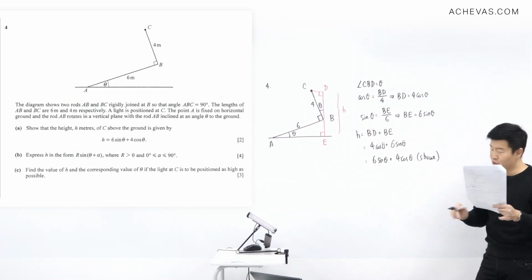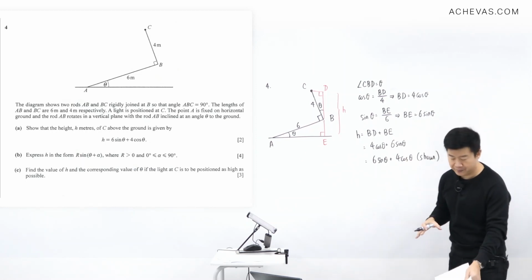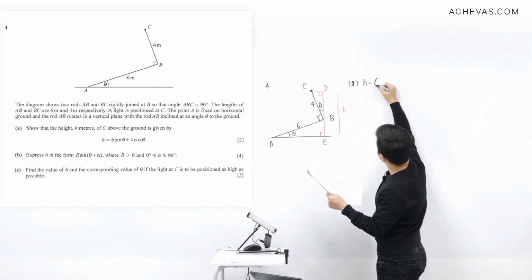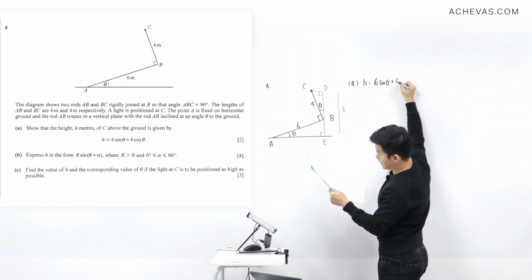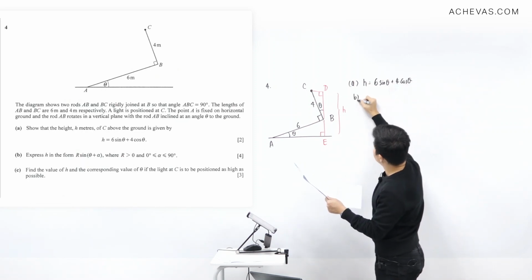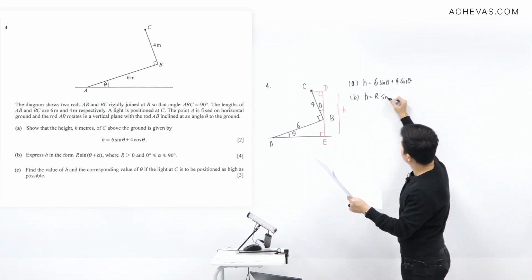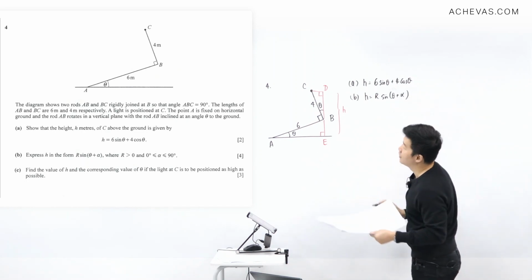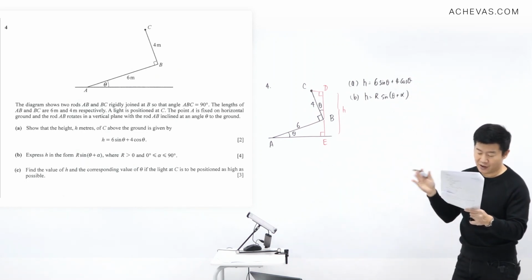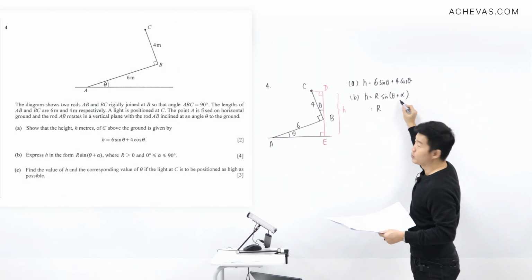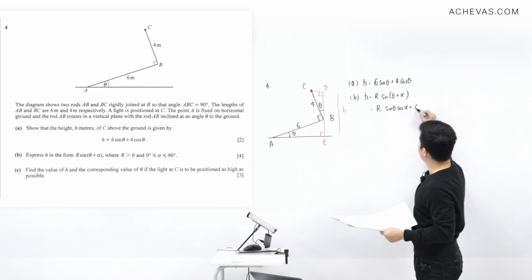And in part B, we are going to try to re-express this into its R formula form. So from part A, we have shown that h is equal to 6 sine theta plus 4 cosine theta. In part B, we are supposed to re-express h into the form of R sine of theta plus alpha, where R is a positive number and alpha is between 0 degrees and 90 degrees. Let's expand this using a trigonometric identity. This is going to be equal to sine theta cosine alpha plus cosine theta sine alpha.